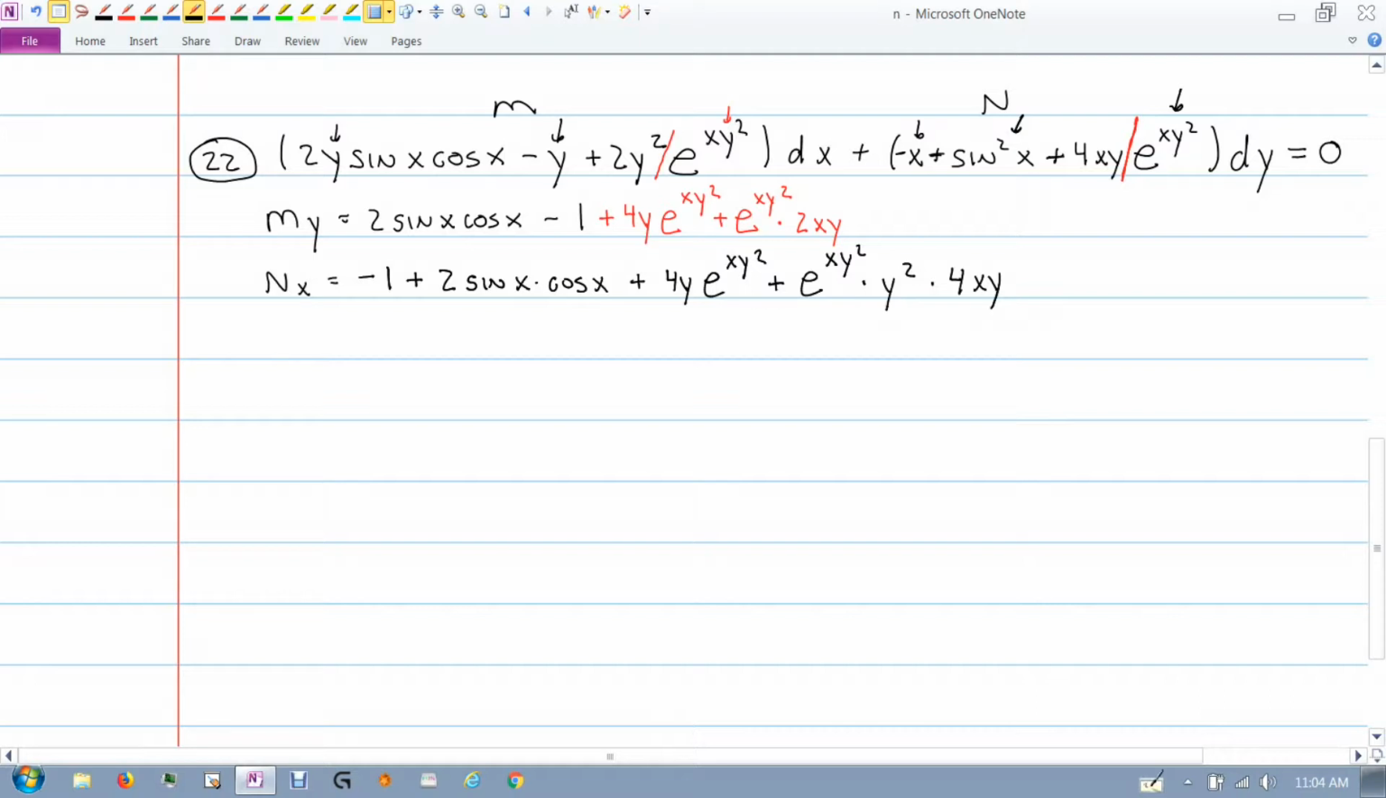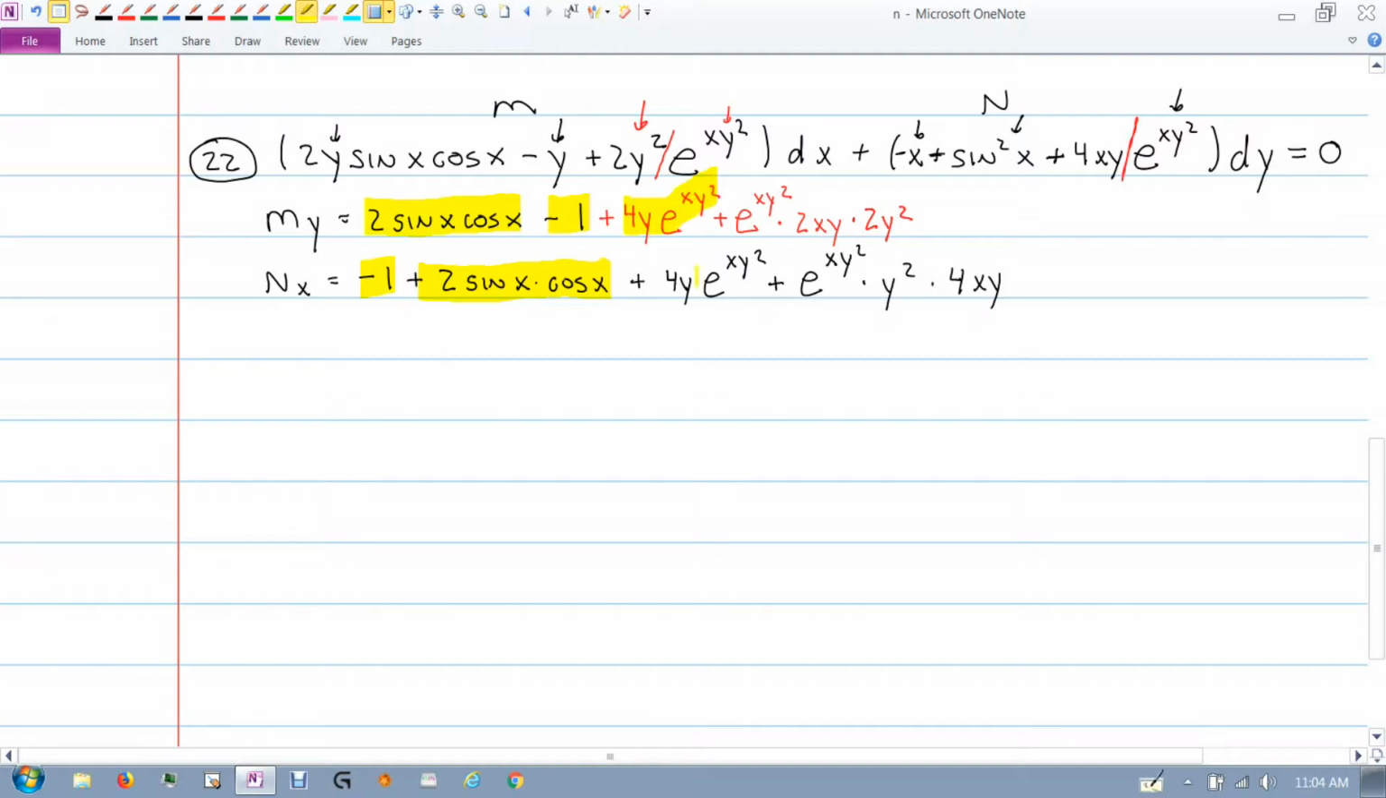You know what, I think on that previous product rule, yeah, I did forget it. Right here, on this one, I forgot to finish off the product rule. I still needed the 2y squared to be here. Alright, so let's see what's the same here. We've got negative 1, negative 1. We've got 2 sine x cosine x, 2 sine x cosine x.